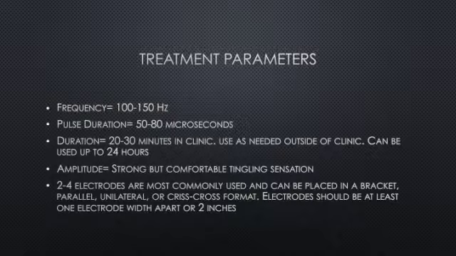Amplitude should be a strong but comfortable tingling sensation. It should never feel uncomfortable or painful. Placement of the electrodes is with 2 to 4 electrodes, and they can be placed in a bracket, parallel, unilateral, or crisscross format. The electrodes should be at least one electrode width apart, or 2 inches.